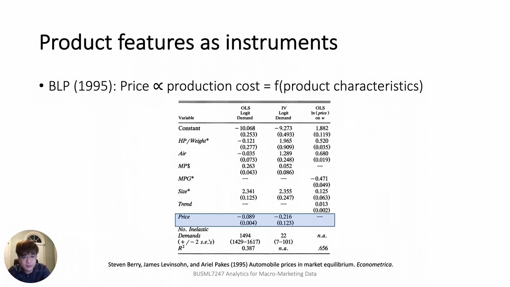This table presents one of the results in their analysis. The row shaded in blue indicates the estimate of the price coefficient. The number in the first column is the estimate coming from the OLS estimation, and the number in the second column is the estimate with the product features as an instrument. Those numbers are quite different from each other, implying a potential bias due to the price endogeneity.